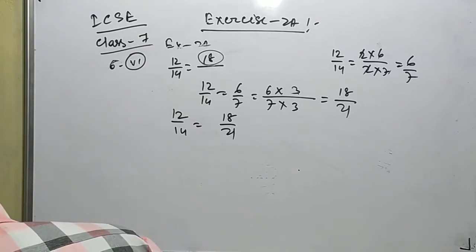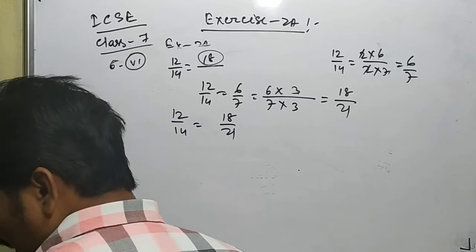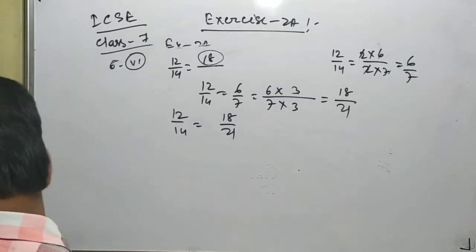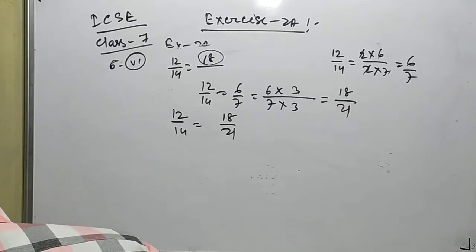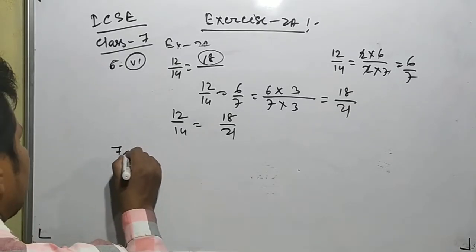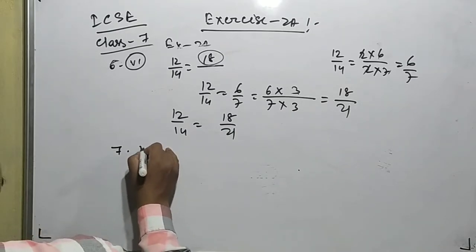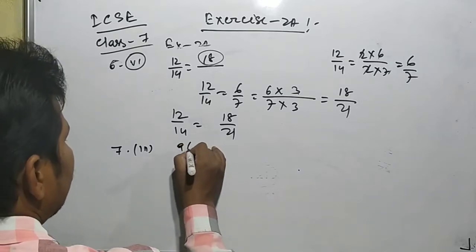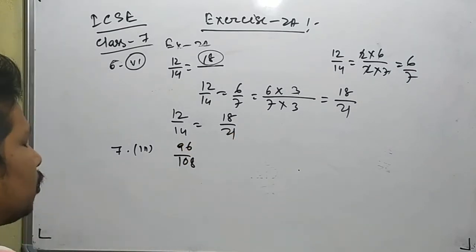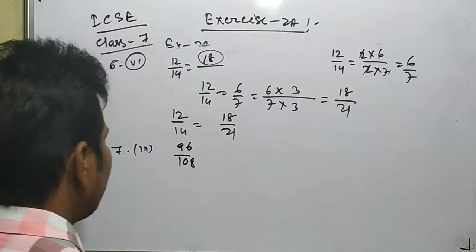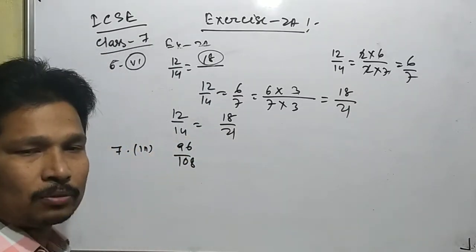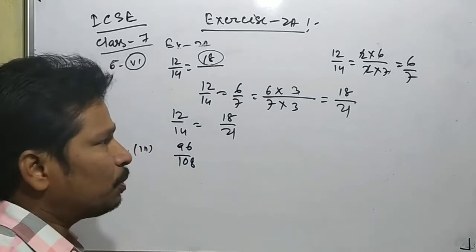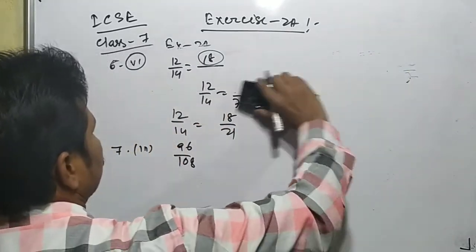Question number 7. Reduce each of the following fractions to the lowest terms. Lowest terms or simplest terms. Now we will do some of question number 7, bit 3: 96 by 108. For doing this, as we have already told in this class, to make the simplest form of a fraction, we have to factorize the numerator as well as the denominator. It is the easiest process.